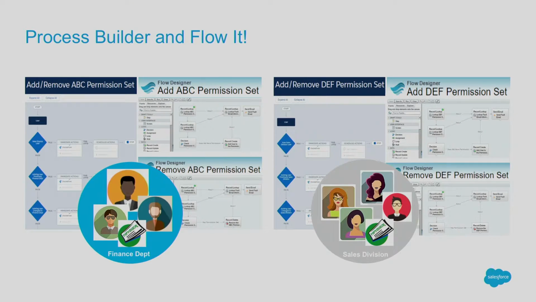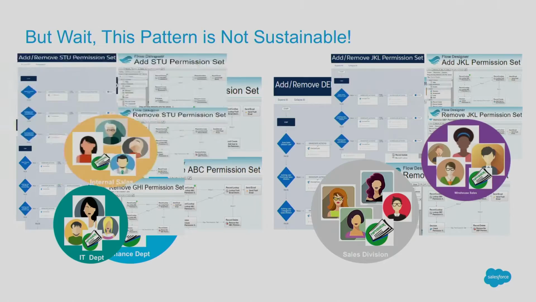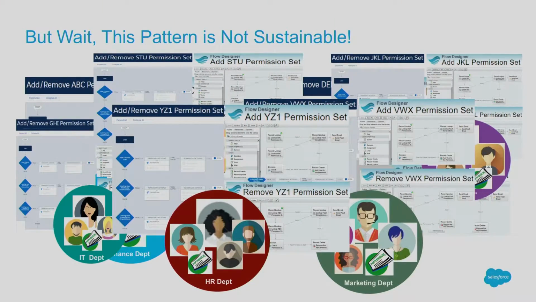And she did something similarly for the DEF permission set. So this design is fine and dandy if you have 1, 3, 5 permission sets. But consider your org over time. You have 10, 20, 50, over 50 permission sets in your org. That design no longer becomes sustainable.